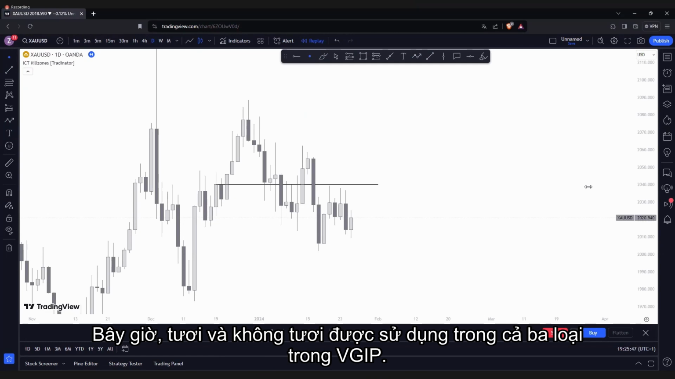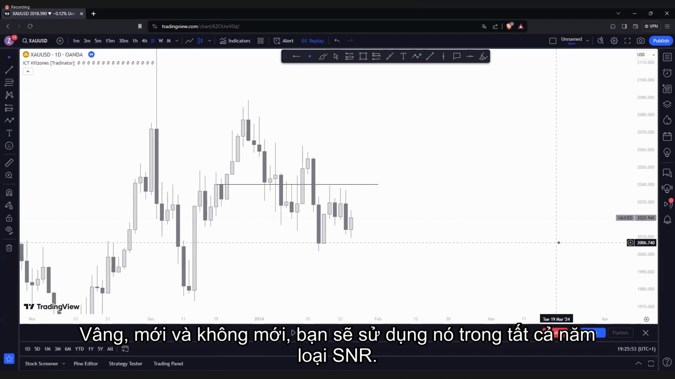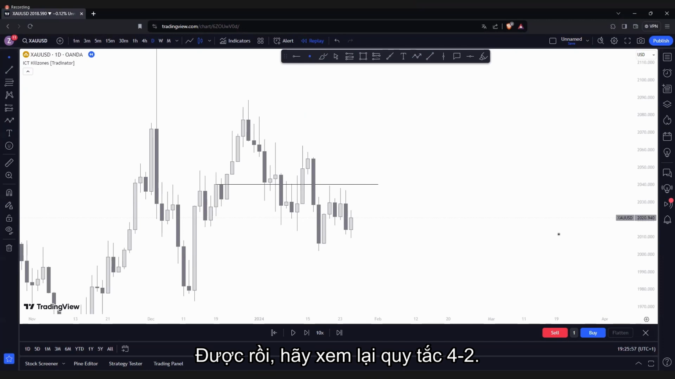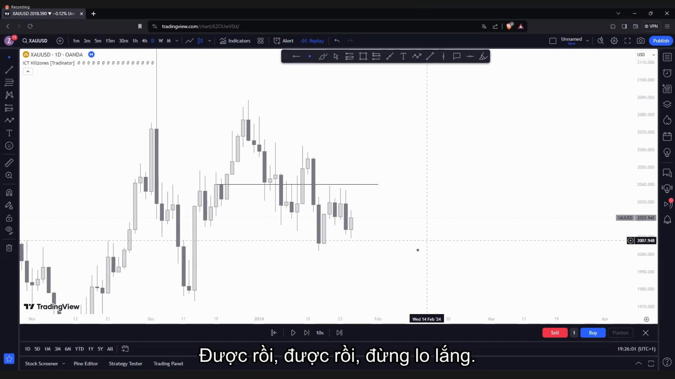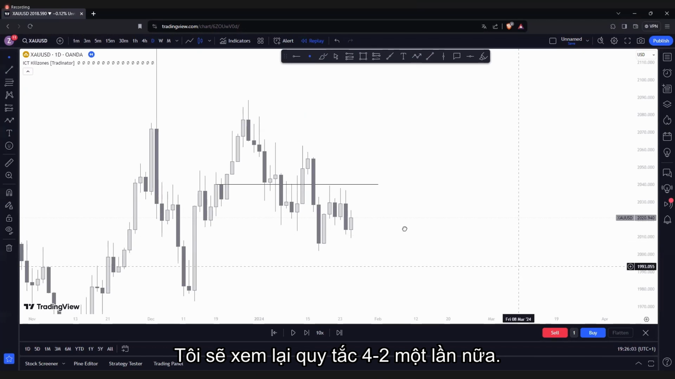Now, the fresh and unfresh concept is used in all 5 types of SNR. Yes, you're going to be using it in all of them. Review the 4-2 rule again. Okay, no worries, I'll review the 4-2 rule again.